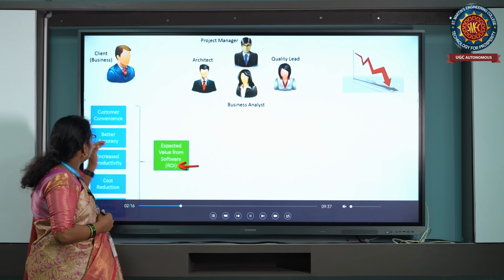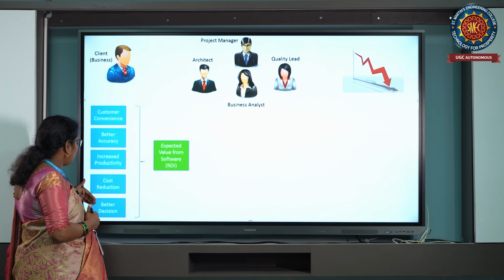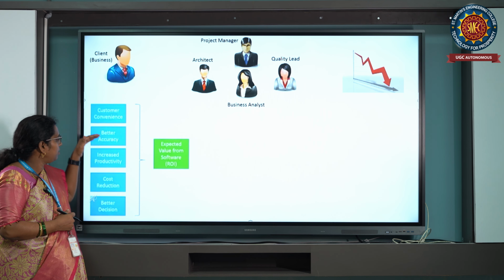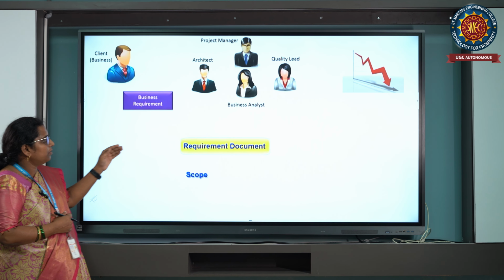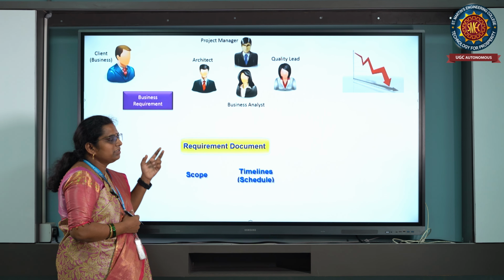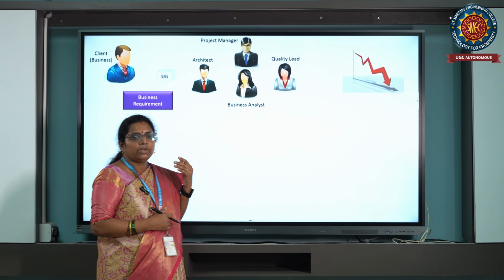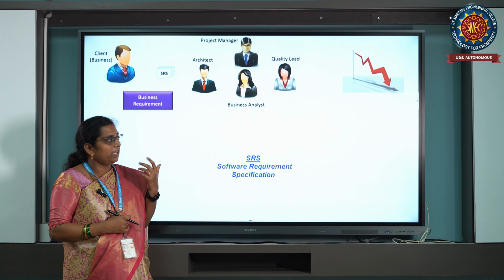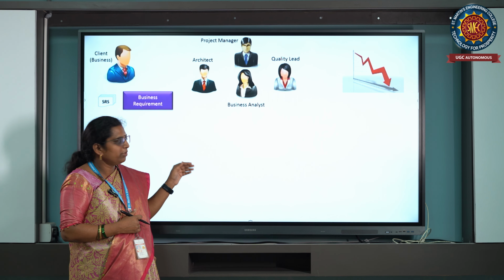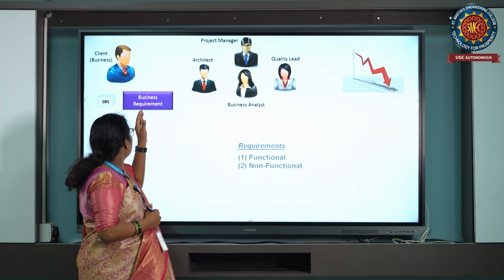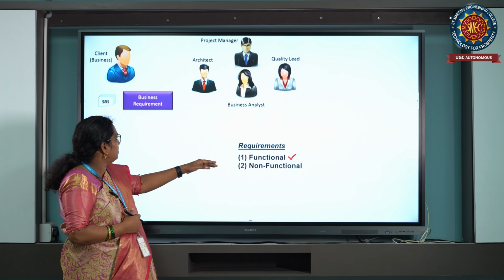Next comes the customer convenience: better accuracy, increased productivity, cost reduction, and better decisions. As I already told you, these are the basic necessities for developing the software. Now next comes the requirement documents, which are divided into two types. The first one is the functional requirements, and the second one is the non-functional requirements. This document is called the software requirement specification. This is given by the business requirements, functional and non-functional requirements.